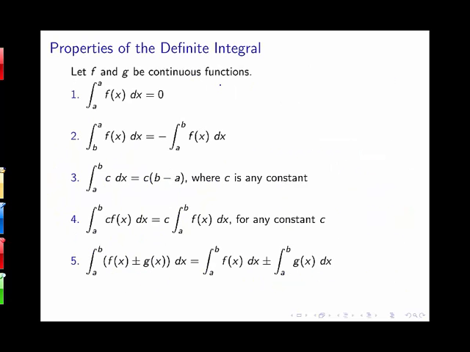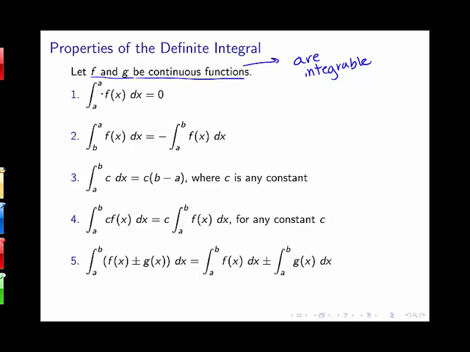Okay, so let's look into a few more properties of the definite integral. What we have next here are some properties that tell us how we can work with our definite integrals, how we can combine different definite integrals in different situations. So these are properties of the definite integral when we are given two continuous functions. Continuous functions are functions that are integrable. In other words, if a function is continuous, it will be integrable. So it makes sense to talk about the integrals of those functions.